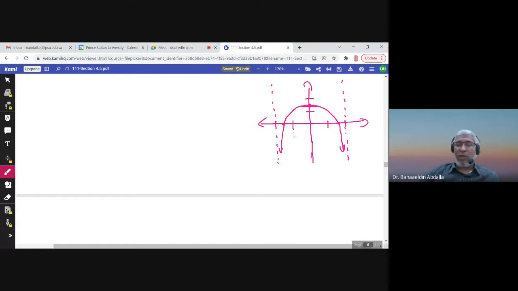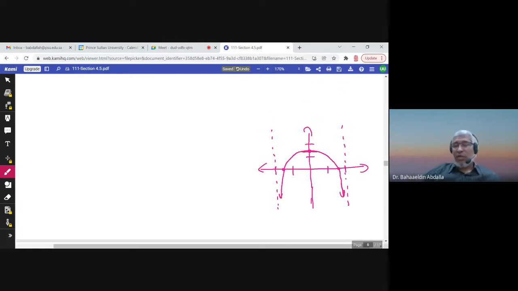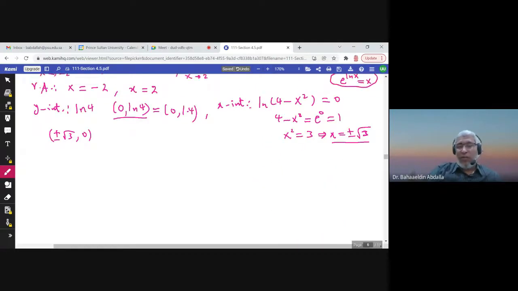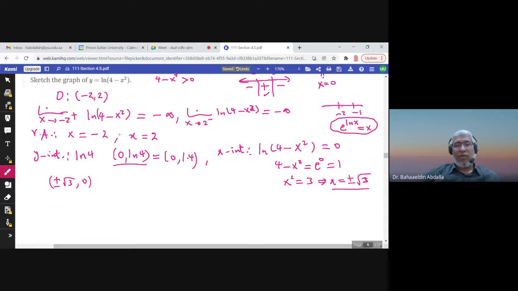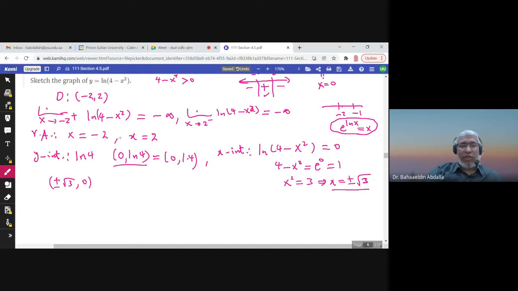Okay, I think this is okay. Two x-intercepts, two y-intercepts. It approaches the asymptotes and it goes to negative infinity from the left of 2 and the right of negative 2. These are all the pieces of information up to now.